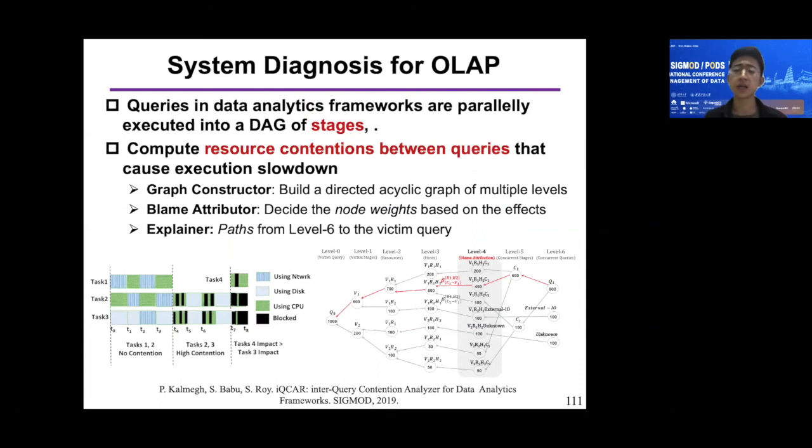Another method is system diagnosis for OLAP. Queries in analytic workloads are executed in parallel, which can be modeled as a DAG of stages. The goal is to compute the resource contention between the queries and the causes of execution slowdown. In this method, they first build a graph with multiple levels, like a query level, resource level, and server level, detect the victim queries, and explain the causes of the victim queries by traversing a path in the DAG from some nodes in the resource level to the victim query.